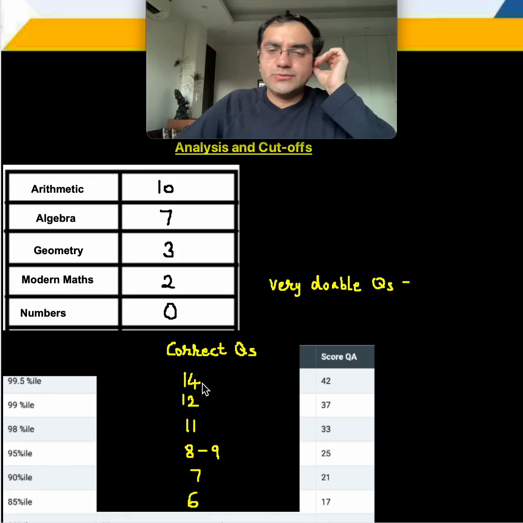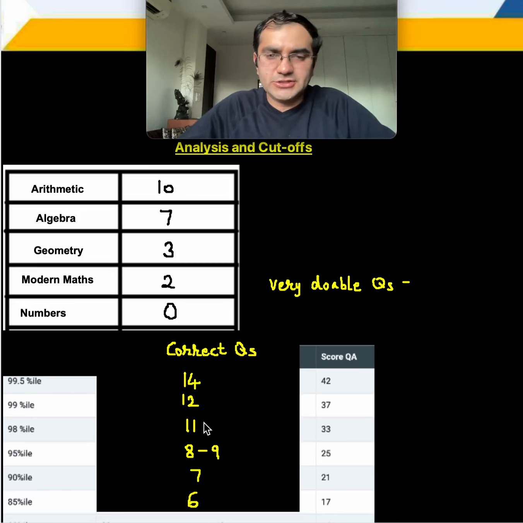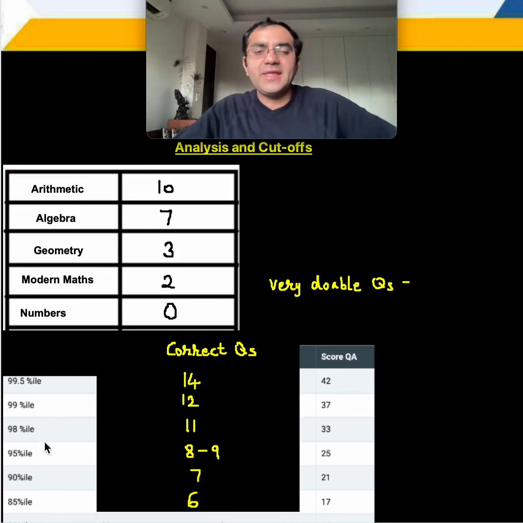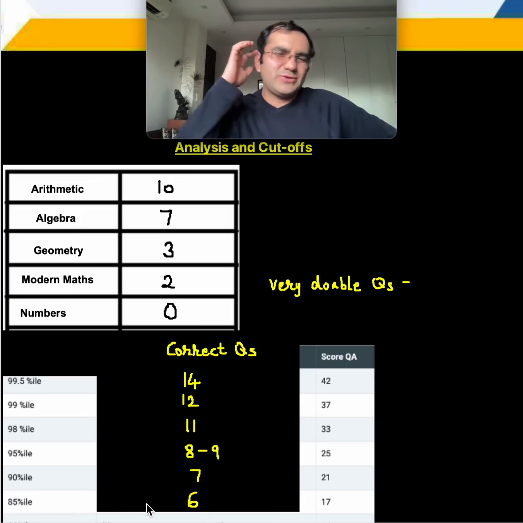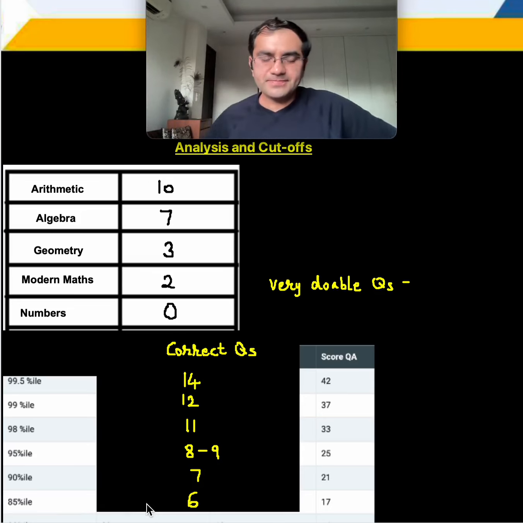42 marks would have been gotten with 14 correct questions, and 14 correct in 40 minutes would be a huge challenge. So obviously that's why very few people were able to do that. 36, 37 marks was 12 correct questions for 99 percentile. 33 marks, 11 correct questions was for 98 percentile. And just to clear the cutoff, you had to do about 6 correct questions.